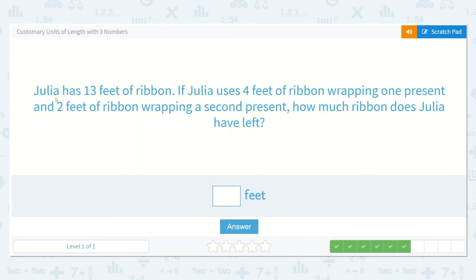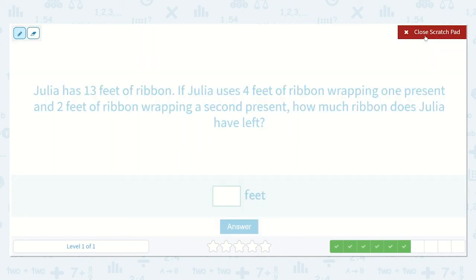This one says, Julia has 13 feet of ribbon. If Julia uses 4 feet of ribbon wrapping one present and 2 feet of ribbon wrapping a second present, how much ribbon does Julia have left? All right, so we know that Julia has 13 feet of ribbon. This whole thing can be 13.